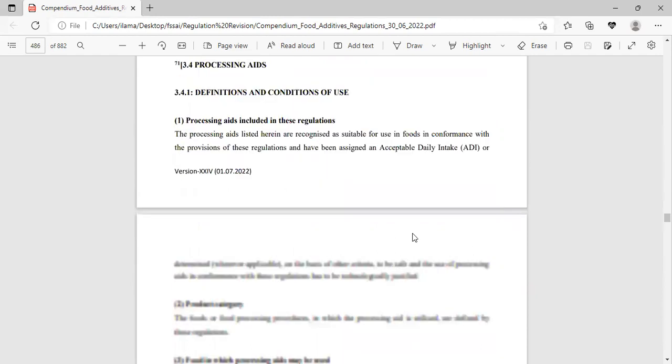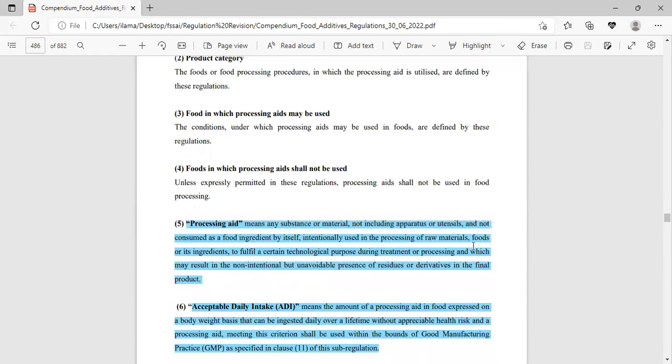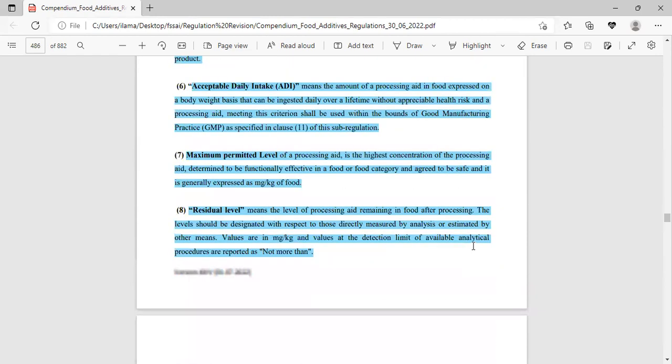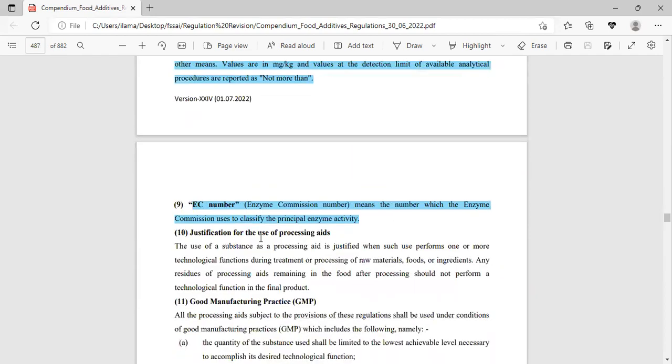Then just go through what is processing aid and what is acceptable daily intake level, residual level. Here the EC means the enzyme commission number, which is given by the enzyme commission for that classification. And also please note the 6 types of enzyme classification, like oxidoreductase, transferase, hydrolase, and also try to remember them in order. Like the first one has to be oxidoreductase, the second one has to be transferase.